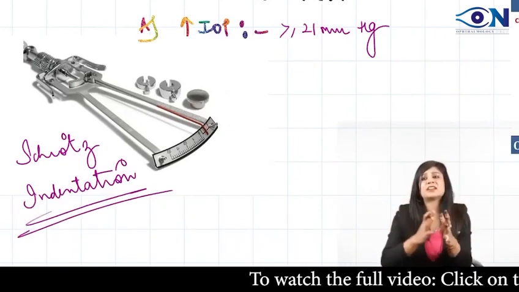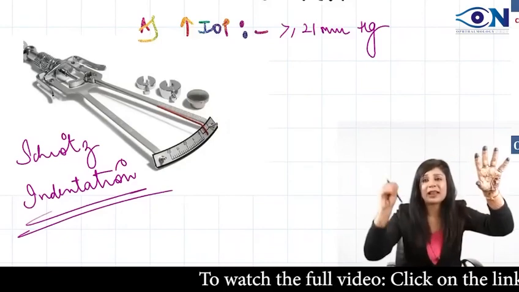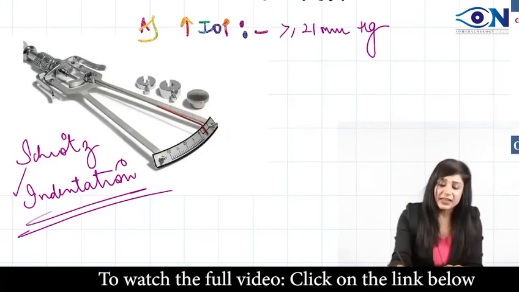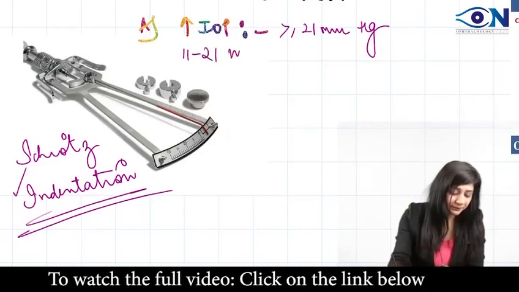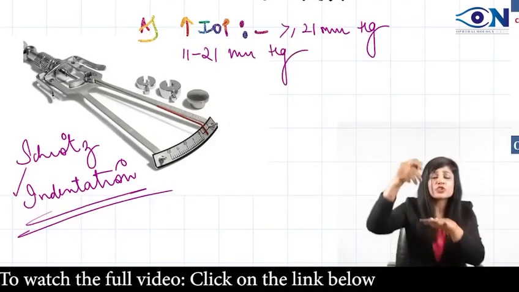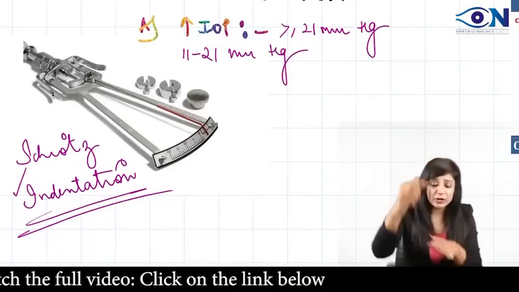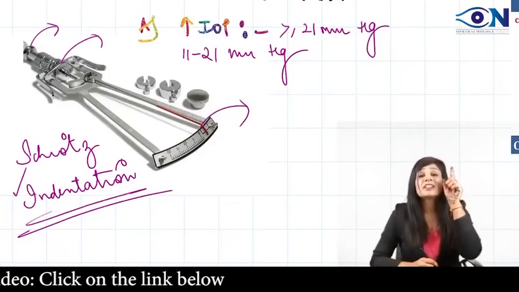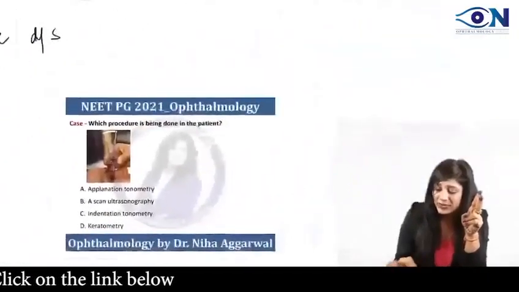Now, what is the basic difference between an indentation tonometer and an applanation tonometer? Indentation means we are indenting the cornea. Exactly, the normal range is 11 to 21 mm of mercury. It is like a weighing balance kind of thing: we have a foot plate, a plunger, and a pointer. This is your Schiotz tonometer. A direct question can come on this.